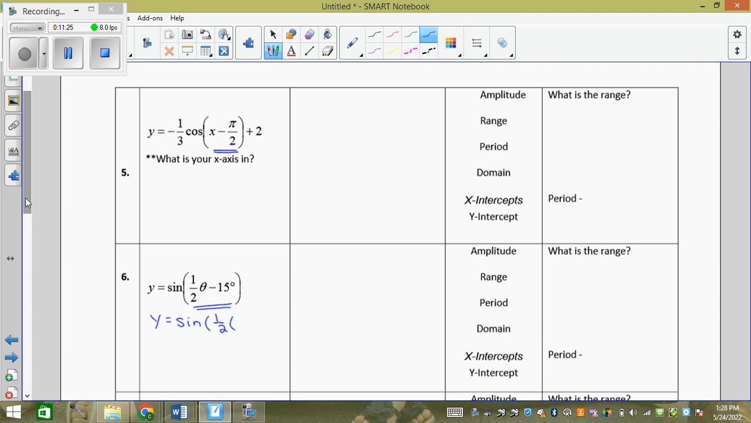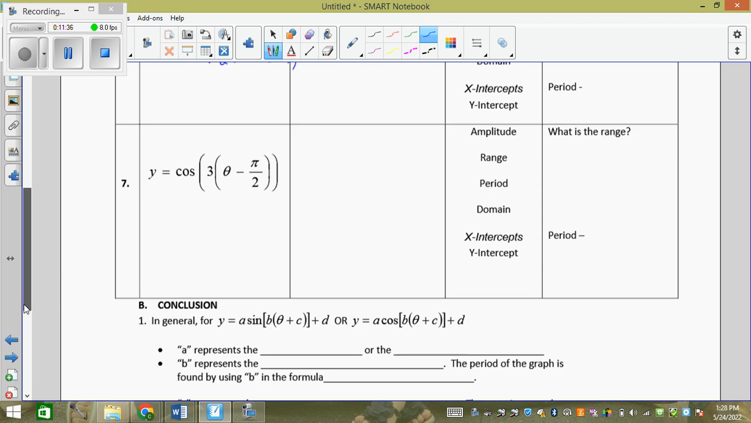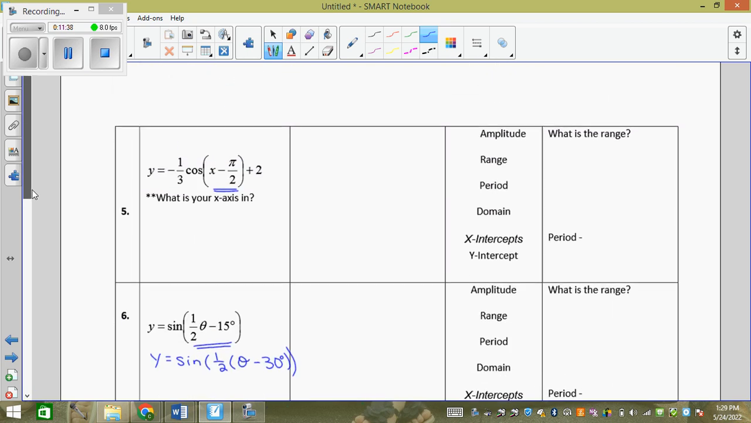People will tell me it's 7.5. It's not 7.5. When you take a half out of 15, it's actually 15 divided by half, which is 15 times 2. So it's 30. So that's going to have to be in degrees, and then here. So I want you to do 4, 5, 6, 7. Go.